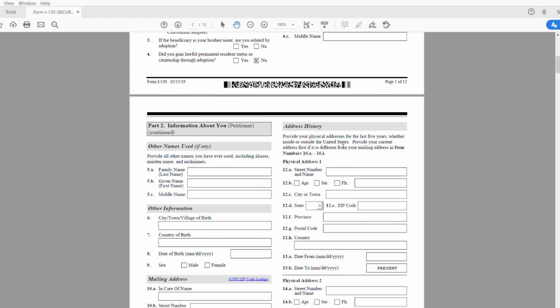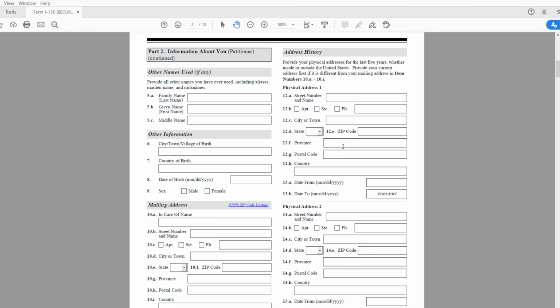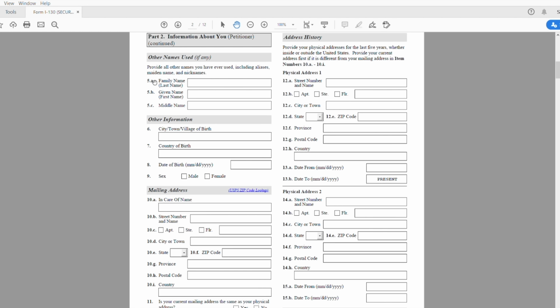Moving on to page 2. This page also continues with information about you, the petitioner. In this box, 5A through 5C, if you've ever had any other names, including maiden names, nicknames, and aliases, you would enter them here. Our petitioner has never used any other name, so we would leave it blank.